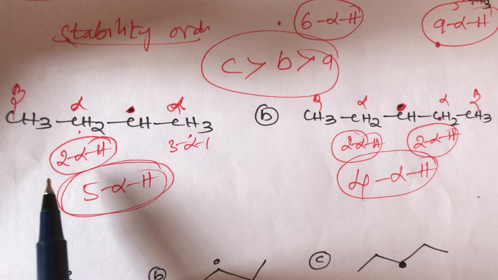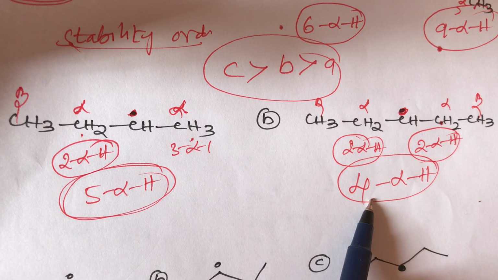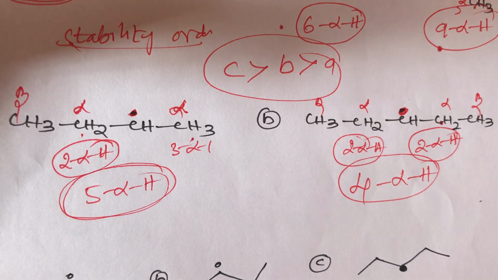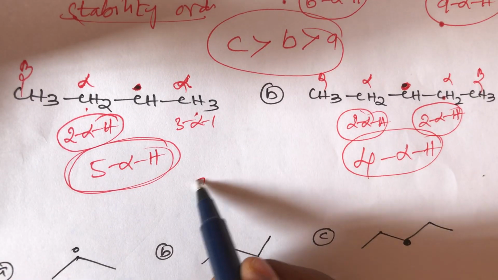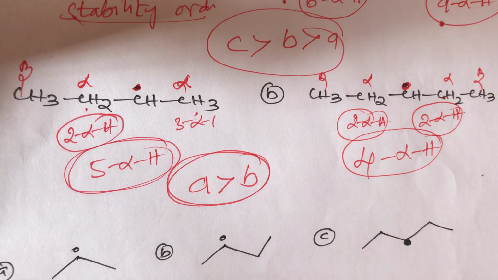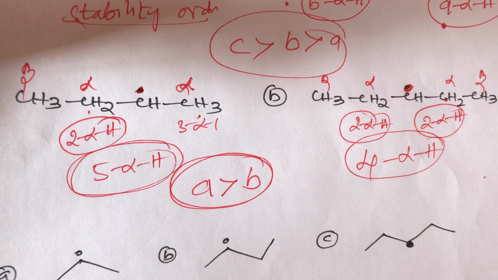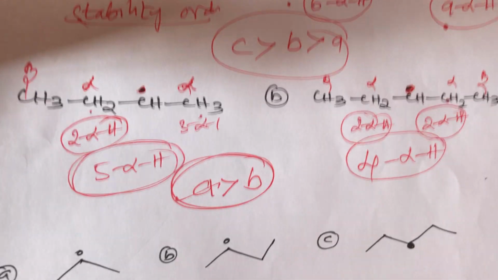So, in the first compound, A contains 5 alpha hydrogens, and B contains 4 alpha hydrogens. Out of these two, which one is more stable? A is more stable than B. What is the reason? A contains 5 alpha hydrogens, while B contains only 4. So stability depends on the number of alpha hydrogens. The stability order of free radicals is directly proportional to the number of alpha hydrogens. That is why A is more stable than B.